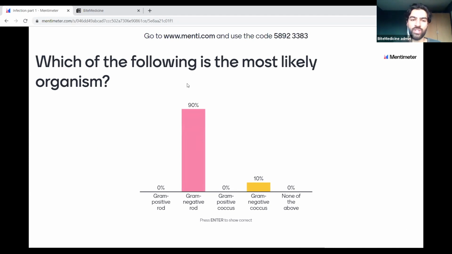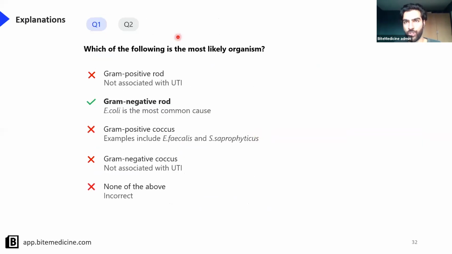Gram-negative rod. Good. What is the most likely organism? What bacteria are we talking about? Very good, E. coli. So the most common cause of urine infections, whether that be UTI or upper urinary tract infections, i.e. pyelonephritis, is E. coli. Gram-positive rods don't typically cause UTIs, neither do gram-negative cocci. You can get gram-positive cocci like Enterococcus and Staphylococcus saprophyticus, which cause urinary tract infections.